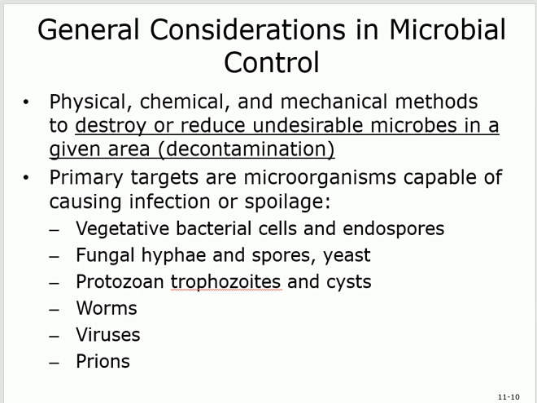Protozoa, same thing, but we don't have spores here. We have cysts. So it can be trophozoite or cyst. What's a trophozoite? The vegetative form. Cyst is like the egg, similar to the spores kind of. You need to get rid of the worms, viruses, and prions. Prions is not a living organism. Do you remember the prions? It's not a virus. What is it?